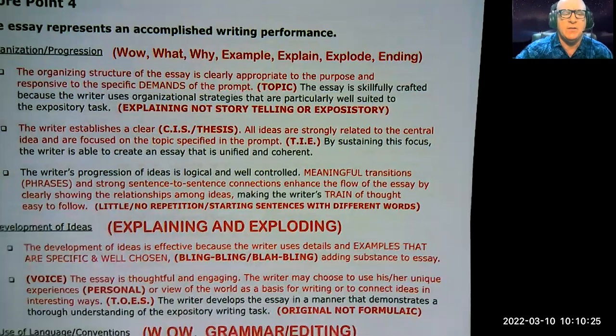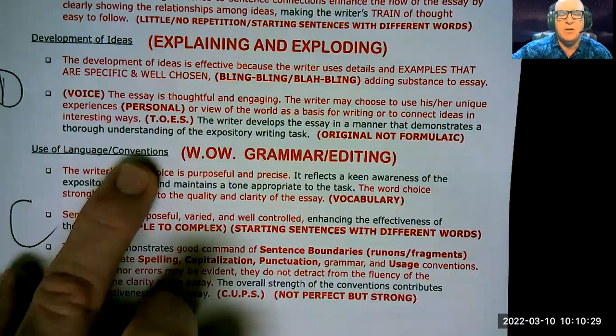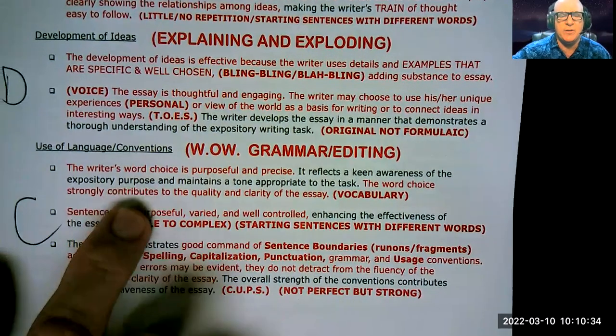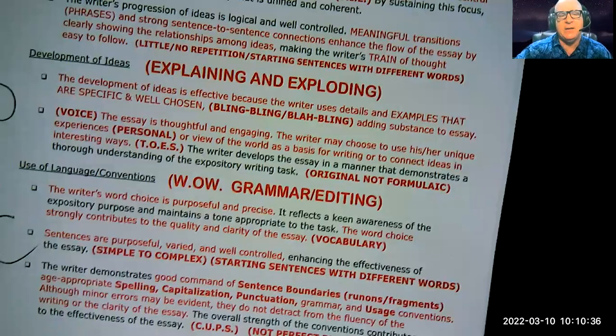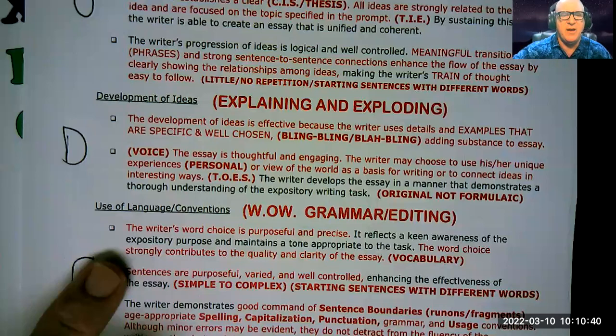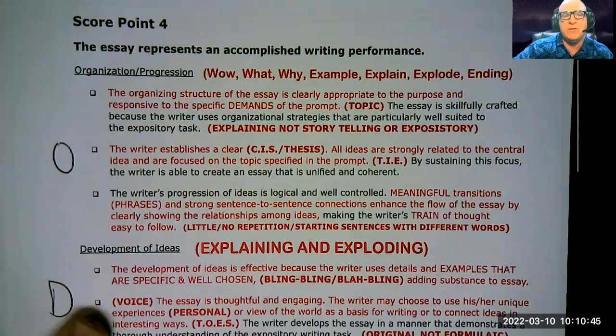The C of DOC is the conventions. It's the language, the grammar, the editing that has to happen in terms of your word choice. So all of that is the adult rubric. So 3 bullets here, plus 2 is 5, plus 3 is 8. So 8 things they show us in the scoring guide.